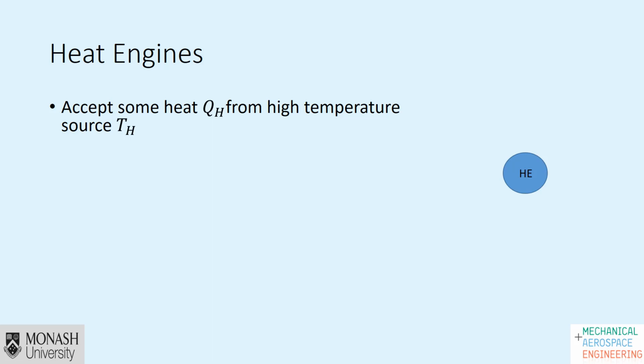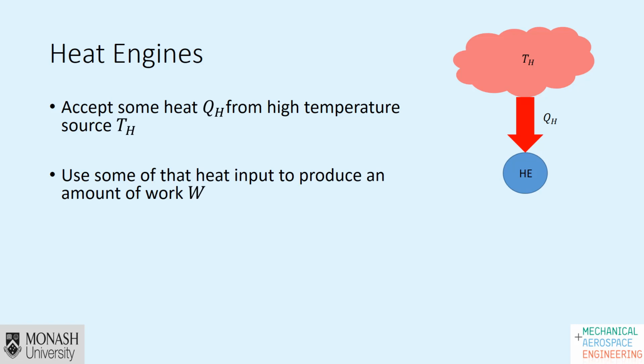we're going to call QH, from some high temperature source, TH. So here's our high temperature source, it's just a thermal reservoir at some temperature, and it's transferring an amount of heat, QH, to our heat engine. The heat engine is going to use some of this heat input to produce an amount of work, W. Here we're not worried about the specific processes that the heat engine is using to convert some of that heat into a net work output. We're just looking at it at a more system level.